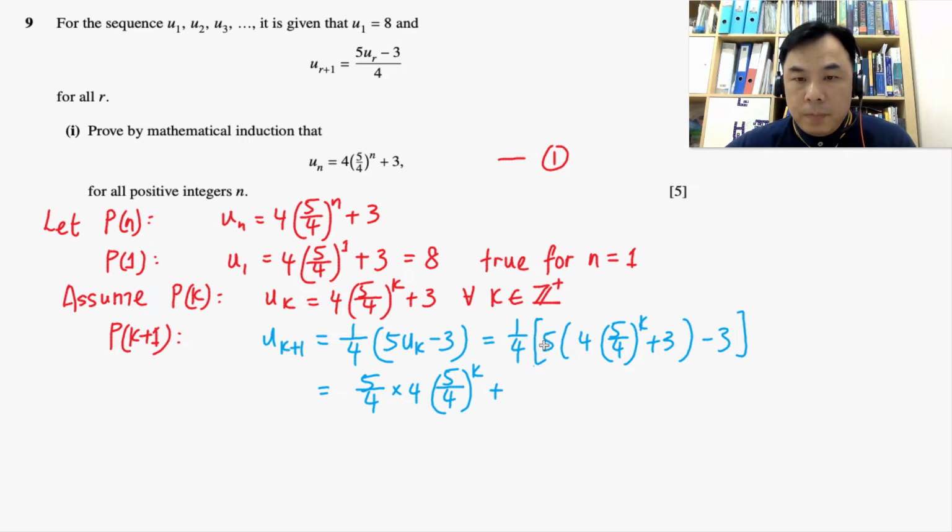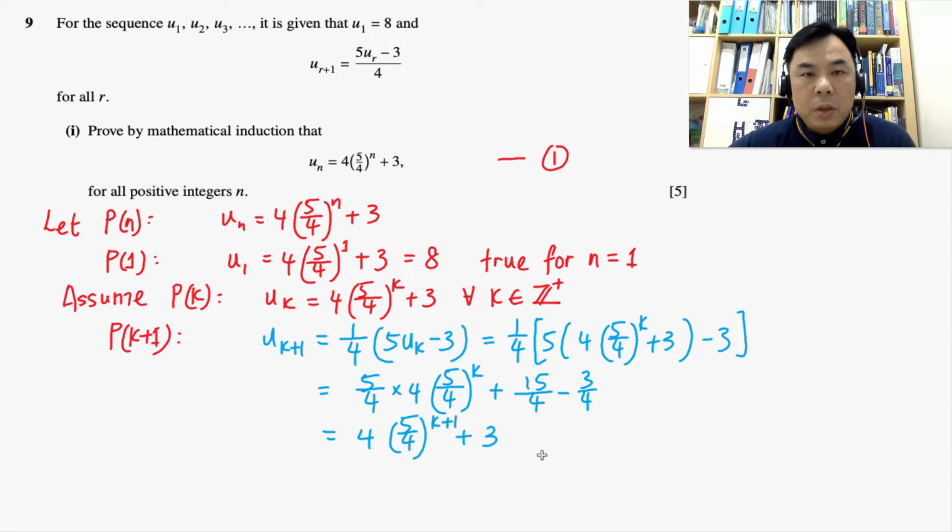That will be equal to 5 over 4, that is typically 15 over 4, right? Minus 3 over 4 here. And then eventually I will end up with a 4. I can interchange this, and then that will become 5 over 4 to the power k plus 1, and then here I will end up with a 3 here.